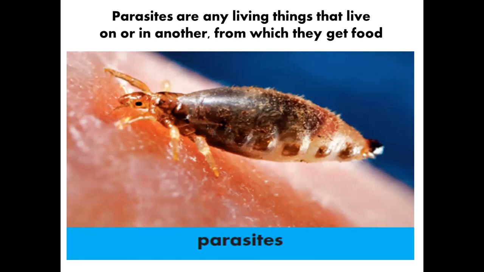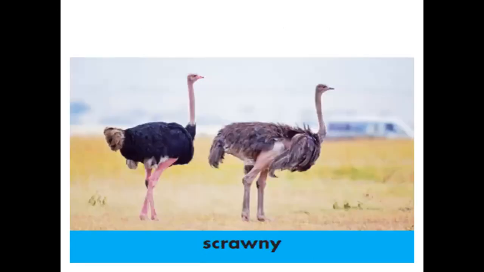Right. Now let's see another example, another vocabulary. This word is spelled S-C-R-A-W-N-Y, scrawny. It's pronounced scrawny. As you can see, these birds are ostrich, one of the most peculiar birds that you can find in the bird kingdom.